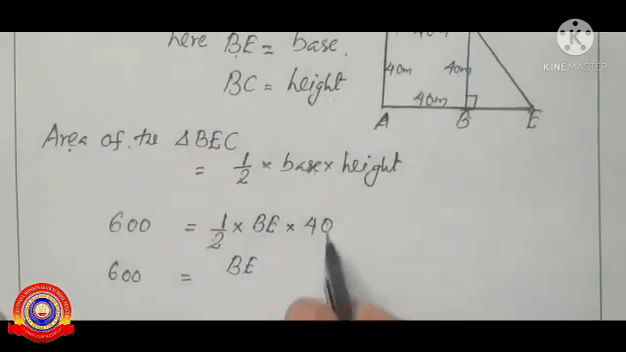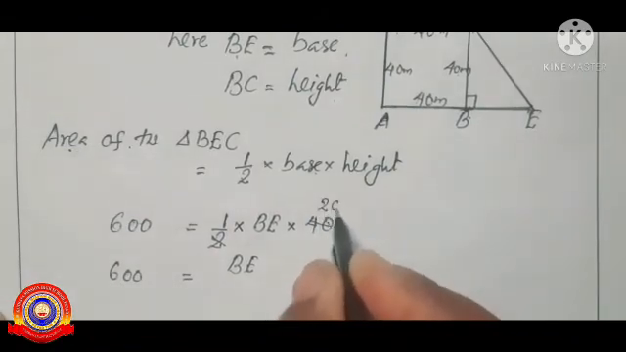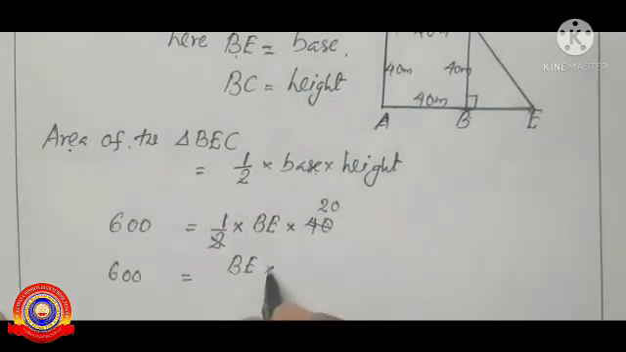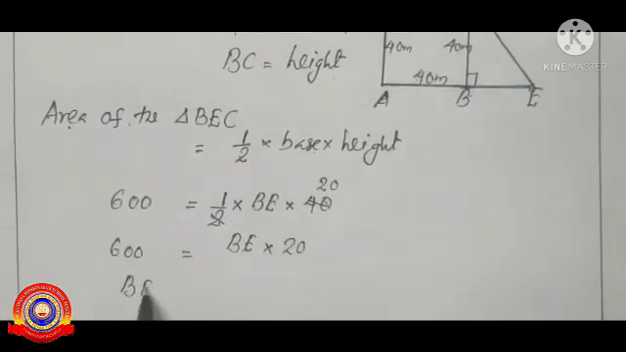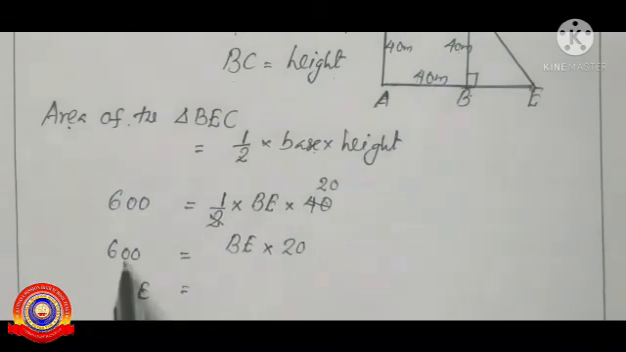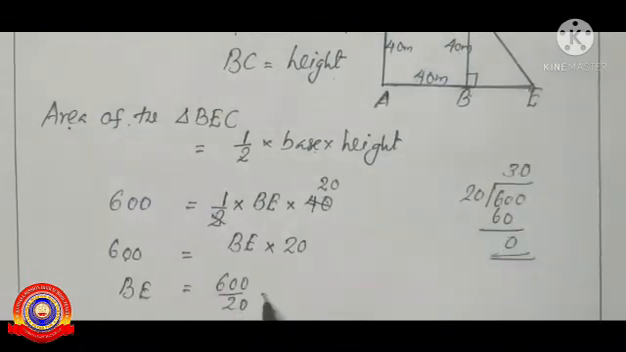Then we cancel 40 and 2. So we got 20. That is 600 is equal to BE into 20. Then we have to find BE. BE equal to 600 divided by 20. 600 divided by 20 is 30. So the length of BE equal to 30 meter.